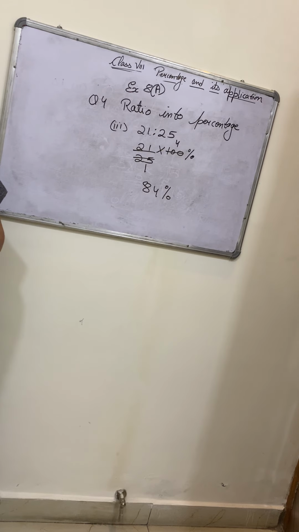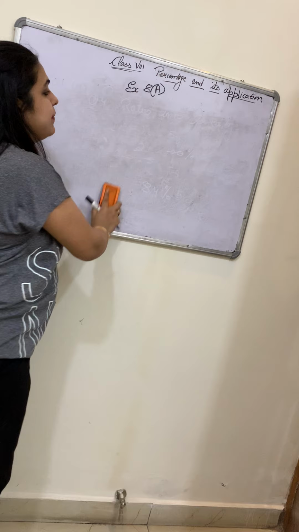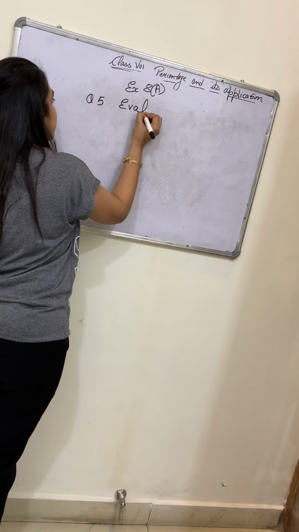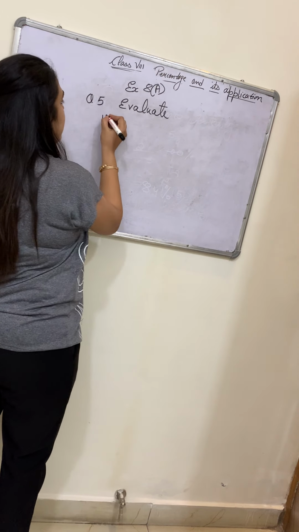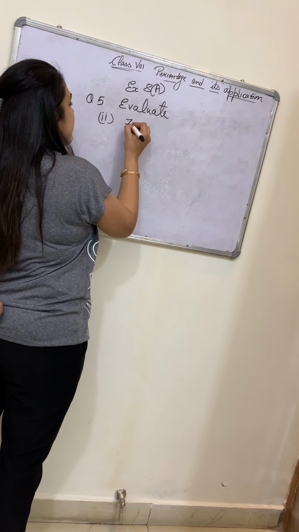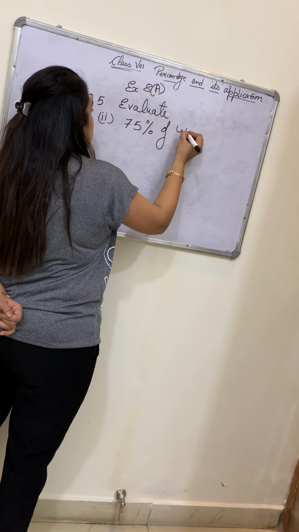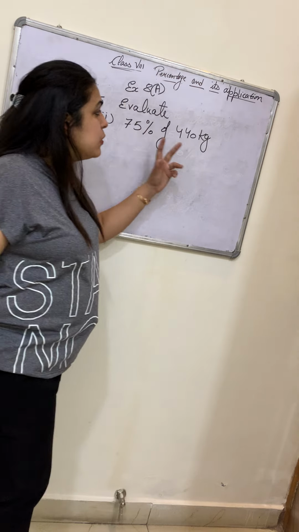नेक्स्ट थिंग वी आर गोइंग टू डू इज क्वेश्चन नंबर 5, that is evaluate. I'm doing the second part for you: 75% of 440 kg. We are going to calculate. We have to evaluate this.